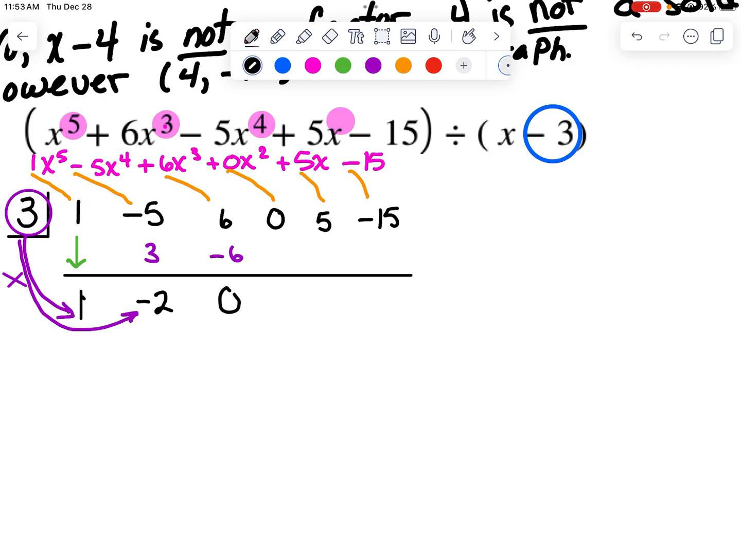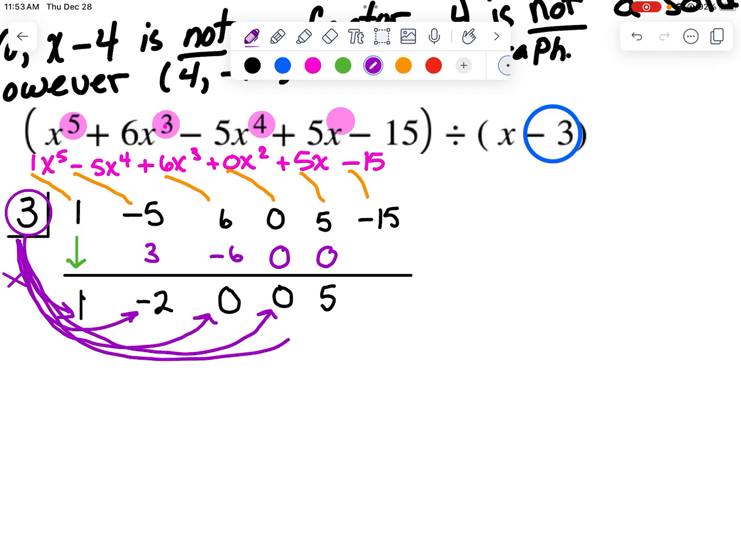Do not let that bother you. It's a number. Good. Keep moving. Don't focus on that. 3 times 0 is 0. Not a problem. Life is good. Don't stress. 0 and 0 is 0. Awesome. Do it again. 3 times 0 is still 0. 5 and 0 are 5. And then 3 times 5 is 15. And -15 and +15 are 0.